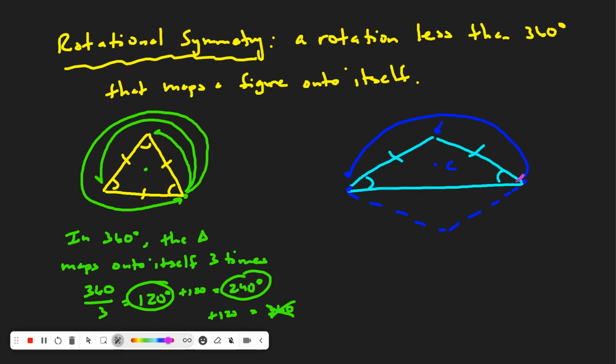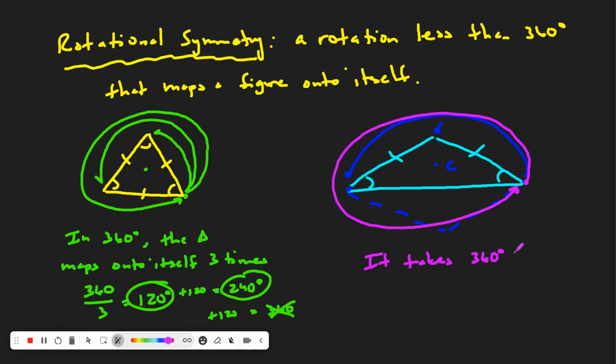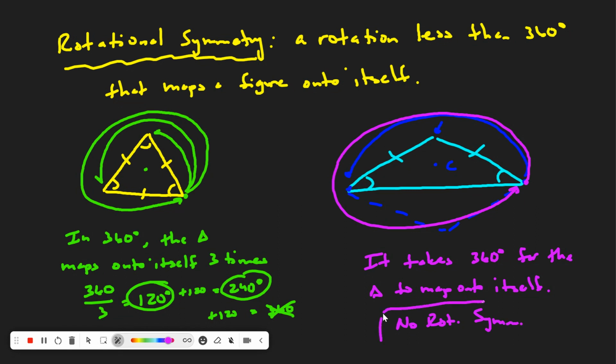So unfortunately, I'll do it in purple, for the isosceles triangle, you have to go all the way around before it maps onto itself. What this means is it's going to have no rotational symmetry, right? It takes 360 degrees for the triangle to map onto itself. Therefore, it's going to have no rotational symmetry.